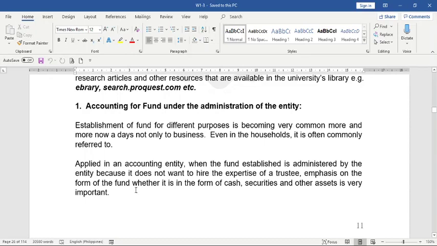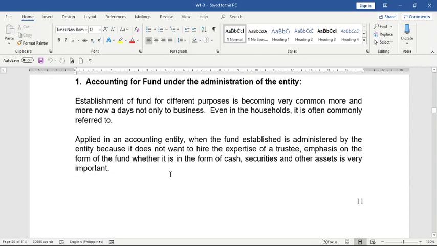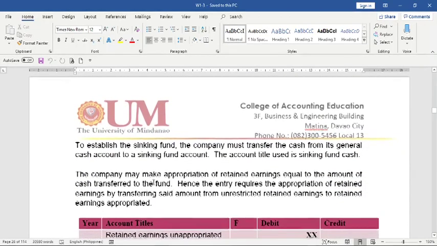So, the emphasis is on the form of the fund, whether it is in the form of cash, securities, and other assets. So, it's very important. Meaning, they segregate some portion of their general cash to a specific fund, or they invest it in securities and other assets, no? So that in the future, they can use this for their particular or specific reason.